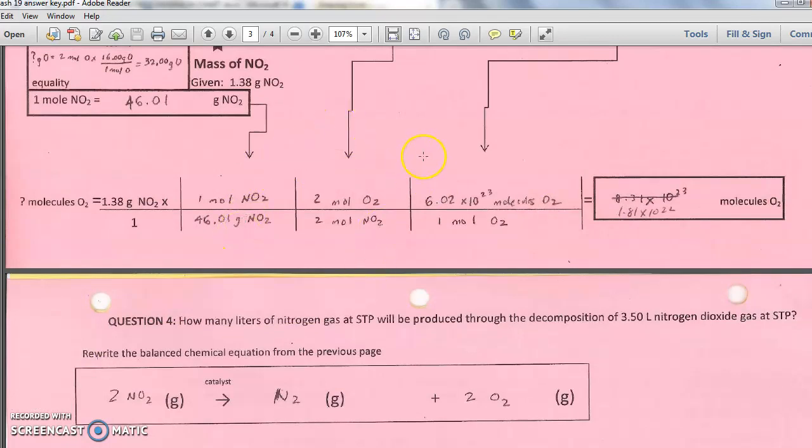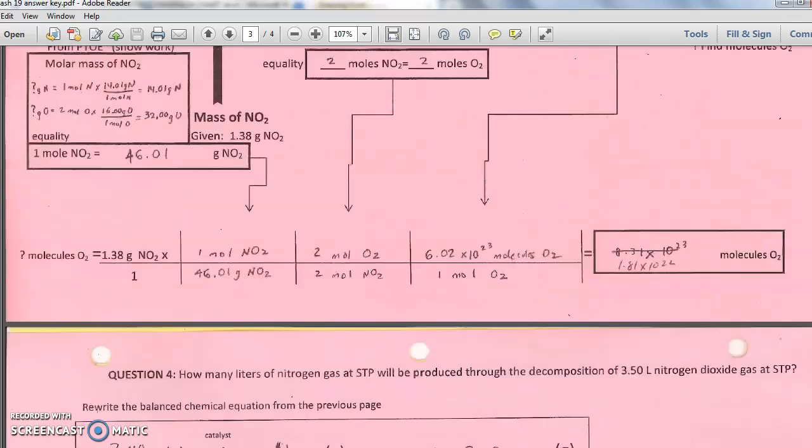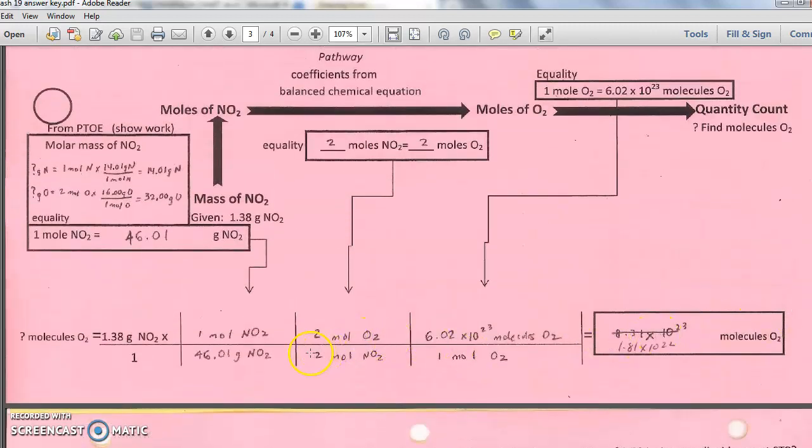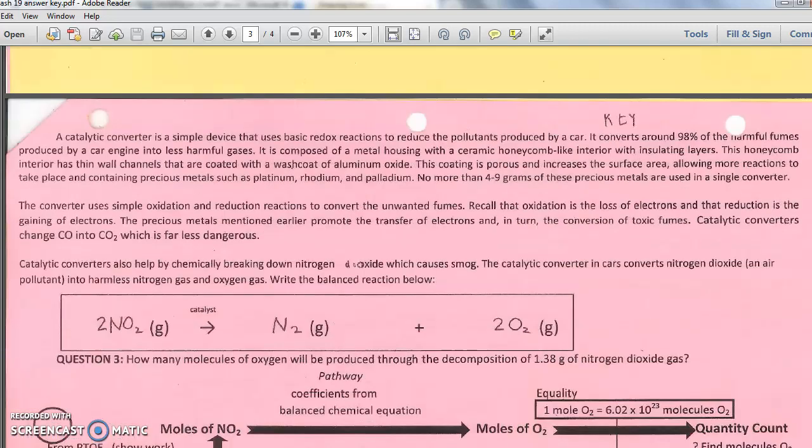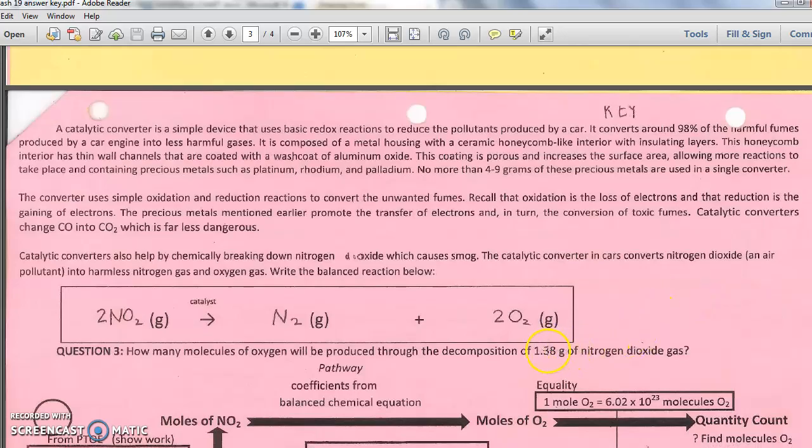As we saw from our chart, we're going to have to add the molar mass of NO2. There's 1 nitrogen in NO2 at 14.01. There's 2 oxygens in NO2 at 16 each. 16 times 2 is 32. Plus 14.01 will get us to 46.01. And the mass will be on the bottom. Our given is 1.38 grams of NO2. That leads the problem off.